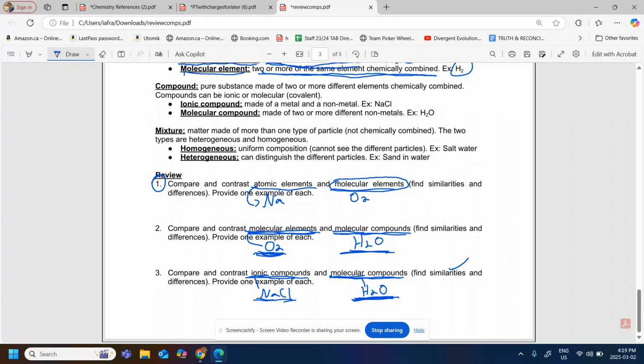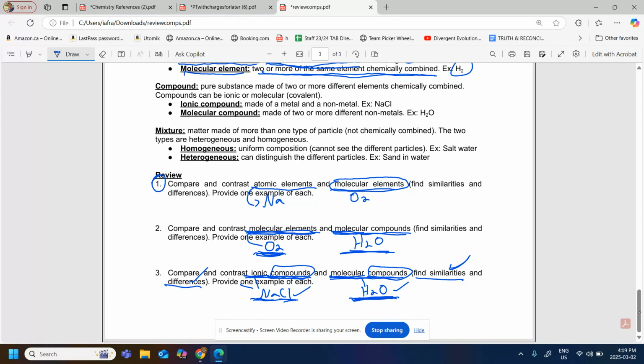So notice that in each question, when I tried to answer the question, I tried to get everything that the question was asking. So for example here, I said similarities. They're both compounds, so made of two or more different elements connected together. It's a similarity. I gave differences. Ionic is a metal and a nonmetal, whereas molecular is two nonmetals. And then I also gave one example of each, NaCl, H2O. So when you answer questions, it's important that you look at what the question is asking for, and you get all parts of it.